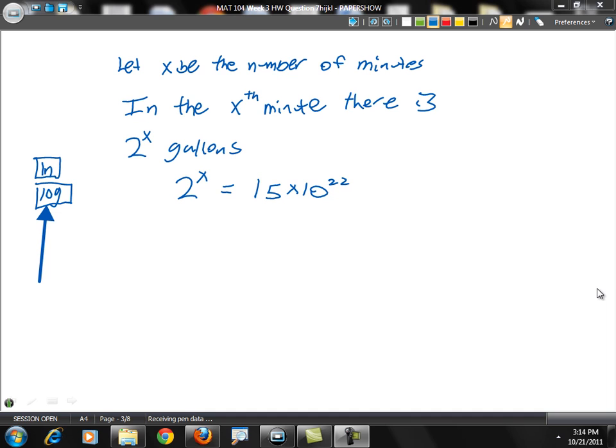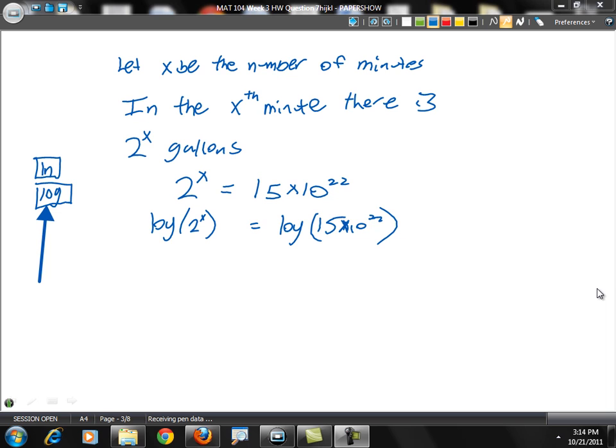Okay, so let's solve. Let's take the logarithm of both sides. I normally take the natural log, but I like that 10 over here. You see, the 15 times 10 to the 22nd. To use base 10, like logarithms base 10. That's why I'm choosing the log here. Okay, so log of 15 times 10 to the 22nd.